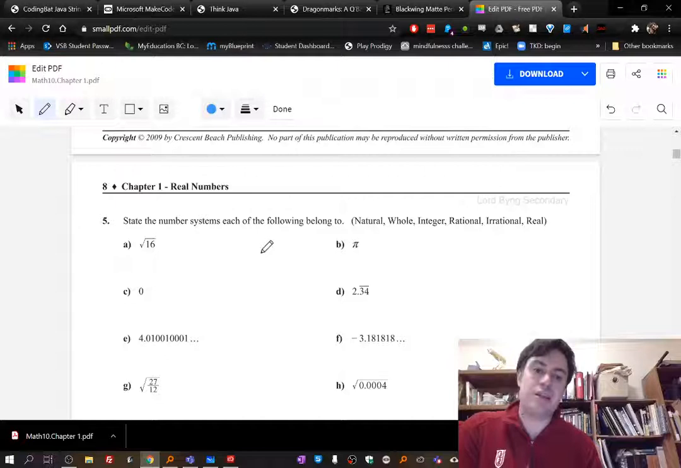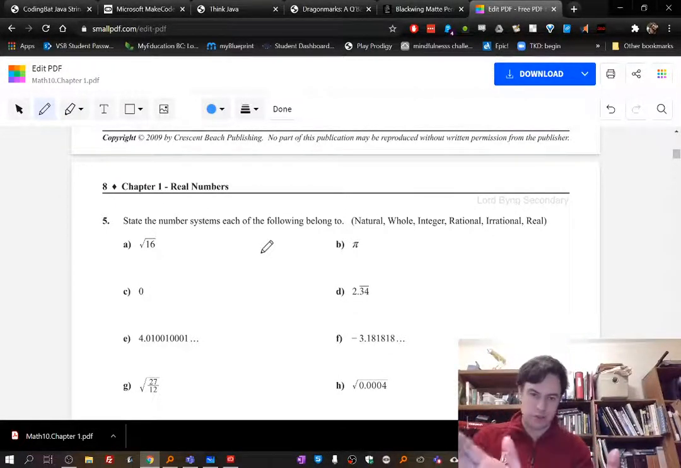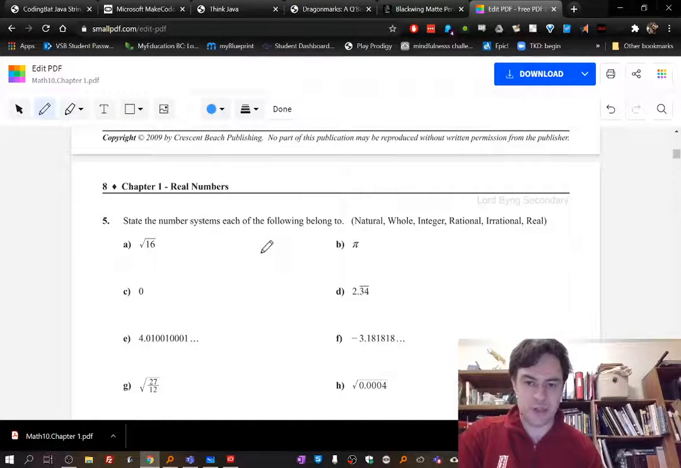So good luck with that, and don't hesitate to ask questions in Teams if you get stuck on any of these questions. Of course, check your answers at the back of the book. I'm not sure if the PDF has the answers, but I'll double check, and if it doesn't, I'll post them so you can see what the answers are.